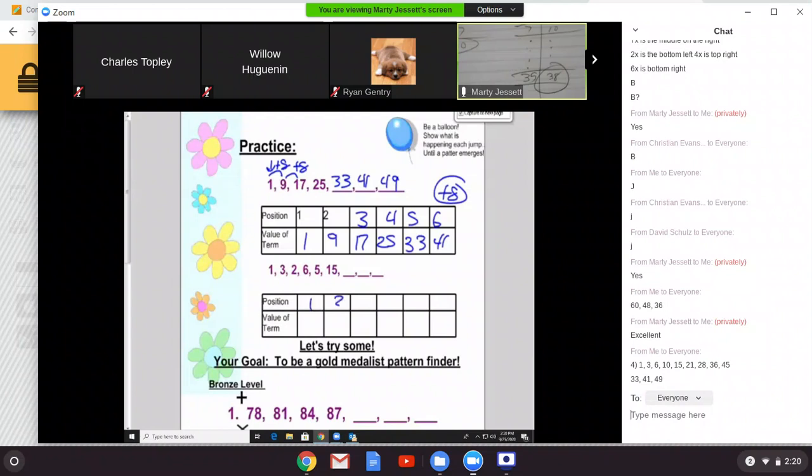All right, let's try this one. Again, position 1, 2, 3, 4, 5, 6. That means who's first in the sequence, second, third, fourth, fifth, and sixth. All right, this one is not as obvious. Let's take a look. 1 to 3 could be plus 2, or it could be times 3. 3 to 2 is minus 1. 2 to 6 could either be plus 4 or times 3. 6 to 5 is minus 1. 5 to 15 can be plus 10 or times 3.